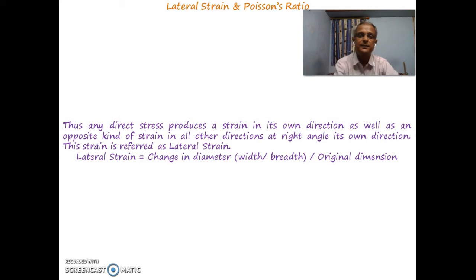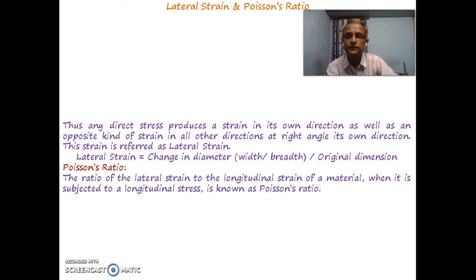So lateral strain is the change in diameter, it may be diameter, it may be width, it may be breadth, whatsoever the cross section is, divided by the original dimension. That is lateral strain. What we are discussing further is Poisson's ratio, which is the ratio of the lateral strain to the longitudinal strain.